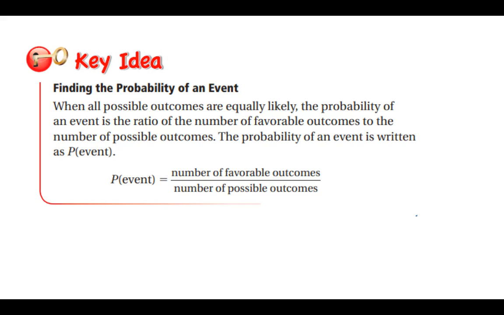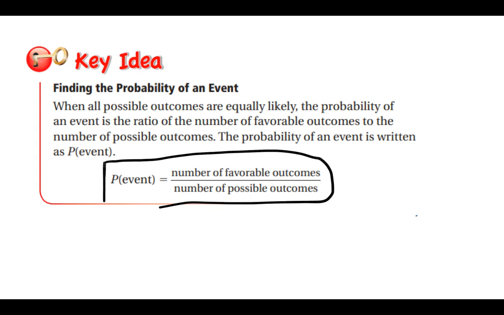Okay, finding the probability of an event. So when all possible outcomes are equally likely, the probability of an event is the ratio of the number of favorable outcomes to the number of possible outcomes. So I'd like you to write this down. P of an event, and what this means right here is probability of an event. And on the numerator, you're going to have number of favorable outcomes. And on the denominator, you're going to have number of possible outcomes. And I'm going to show you how to do this on the next slide. But make sure to write this down in your notebook so that you have this down. You're going to need it.